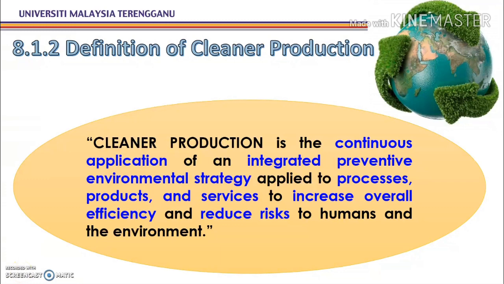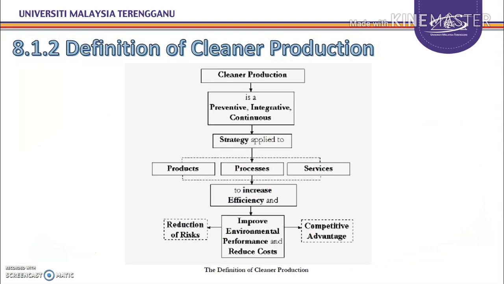Okay, let's see the definition of cleaner production. Cleaner production, by definition, is the continuous application. It's not only one attempt, not only two or three or more, but it is a continuous application of an integrated preventive environmental strategy applied to processes, products, and services to increase overall efficiency and reduce risk to humans and the environment. When we convert the definition to a flow chart, it will become like this.